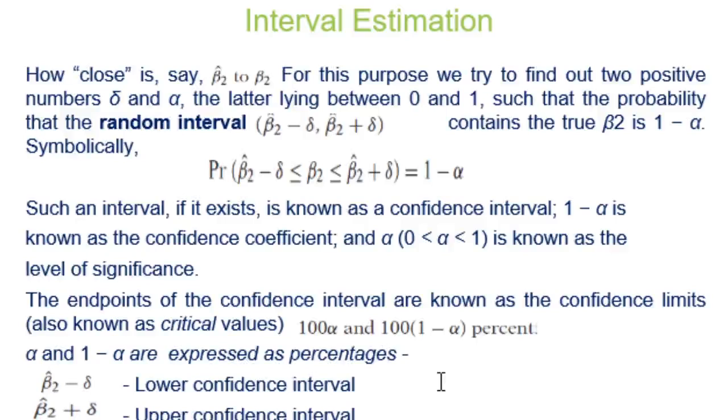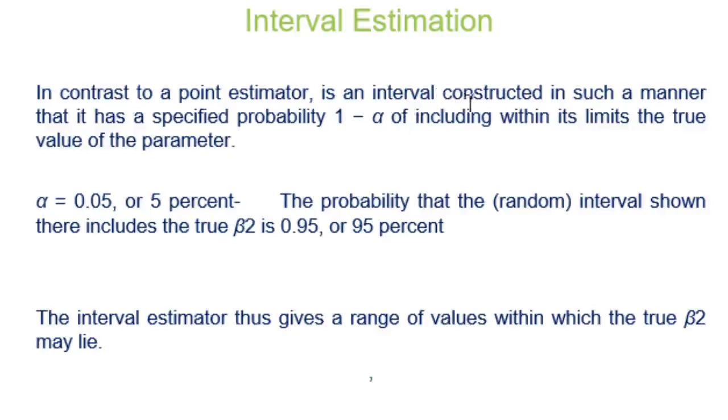Then how far it is equal to the true value can be estimated either by the point estimator or by the interval estimator. In the point estimator, we measure this with the standard error. But in interval estimation, we assume that it can be equal to the true value if it lies between these two confidence limits. One is known as the lower confidence limit, the other is known as the upper confidence limit. The interval is constructed in such a manner that it has a specific probability, 1 minus alpha, of including within its limits the true value.